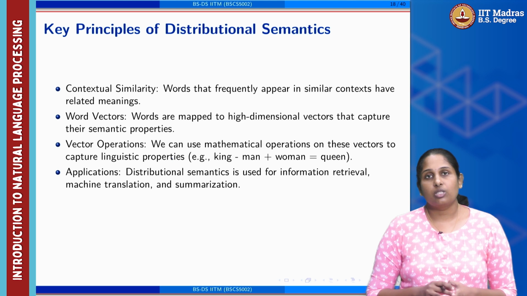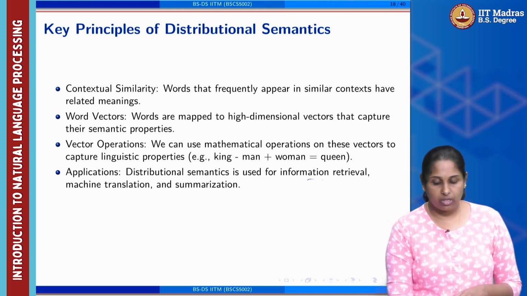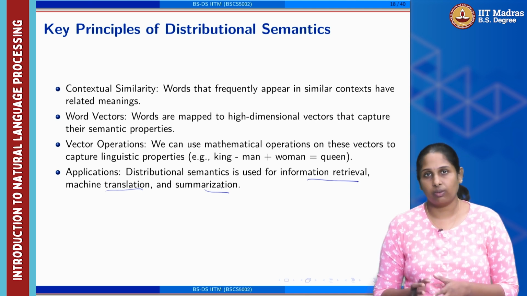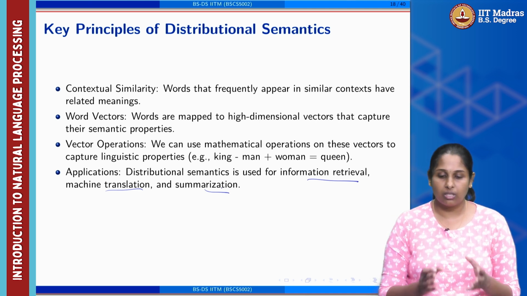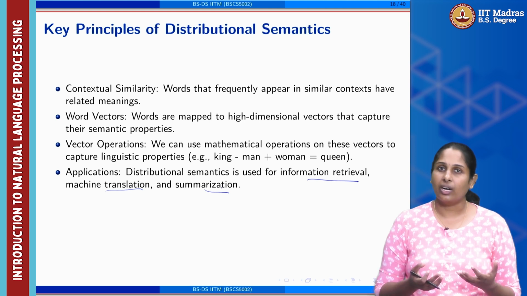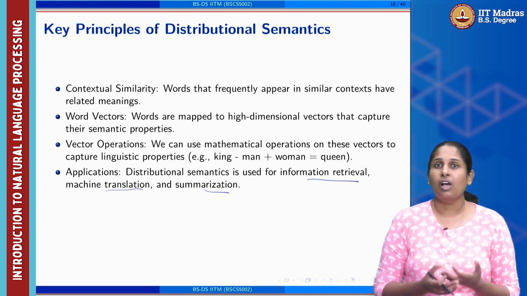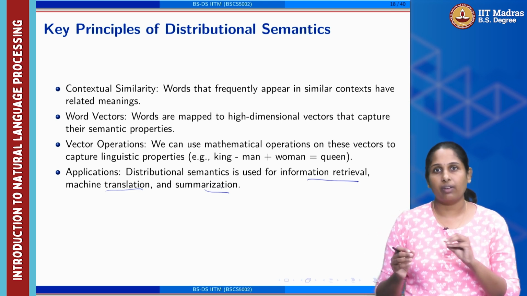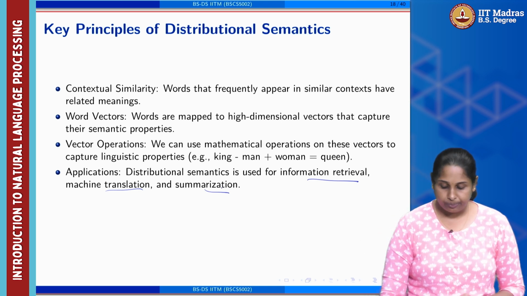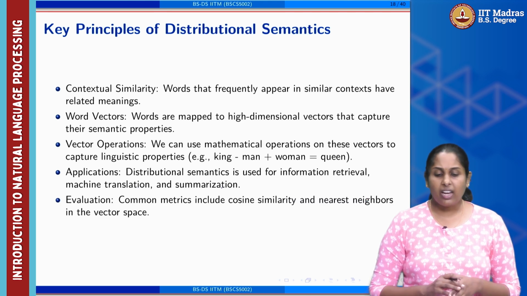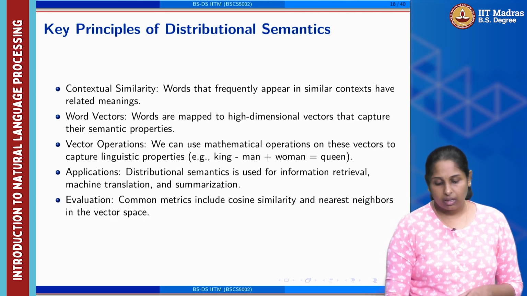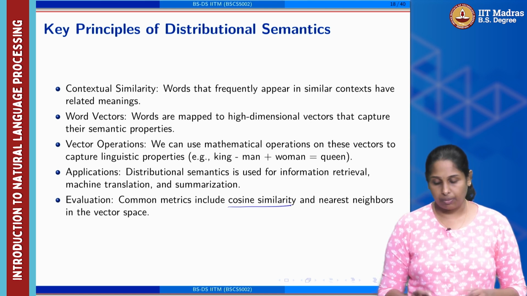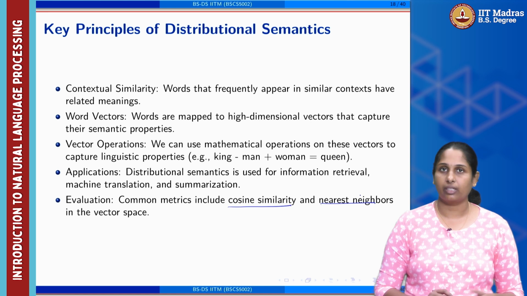And distributional semantics is used for information retrieval, machine translation, summarization and whatnot. These days, large language models, LLMs, do use this as the underlying factor to understand how word embeddings are useful, how context is useful, and how much bigger context with some kind of attention is being utilized. And to evaluate distributional semantics, some of the metrics include cosine similarity, which is used in a very popular way, and nearest neighbors in the vector space.